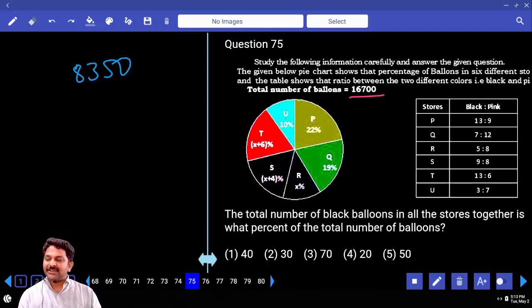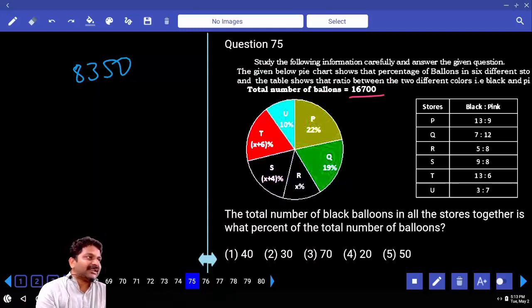Total number of black balloons in all stores together is what percent of the total number of balloons? Using previous data we can answer the question. Pink balloons are what percentage? 50. Then the remaining are black only.